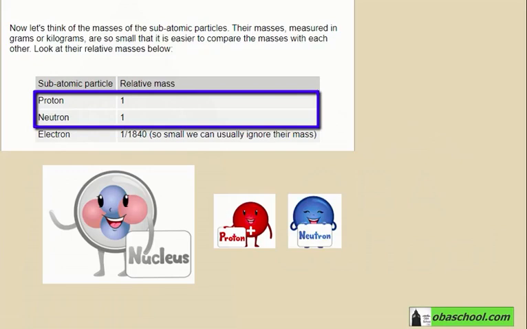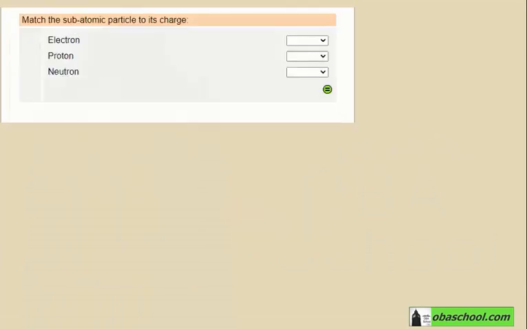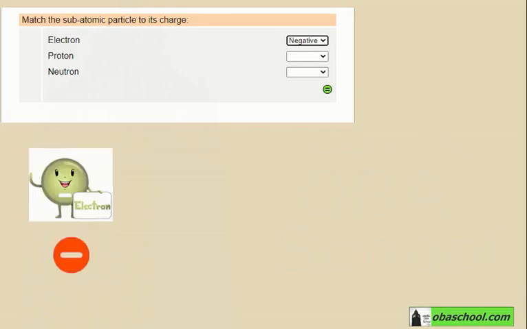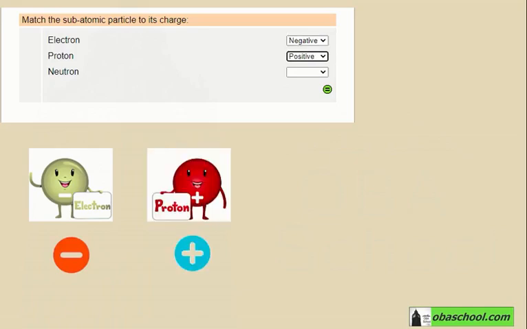Now, let us answer some questions. First question is to match the subatomic particle to its charge. Take a minute to assign a charge to each subatomic particle and then check your answer. Let's start with the electron. An electron holds a negative charge, whereas a proton holds a positive charge, and the neutron is neutral. Next question.